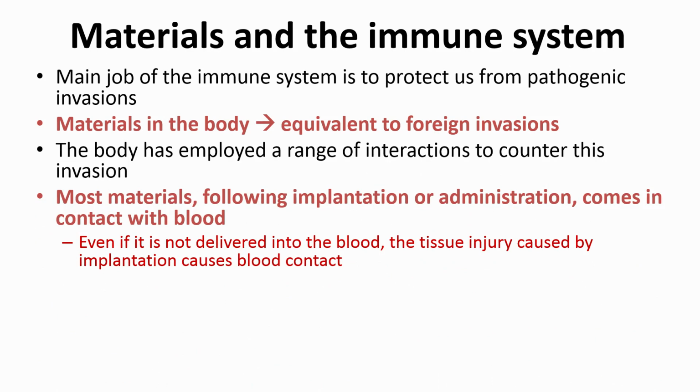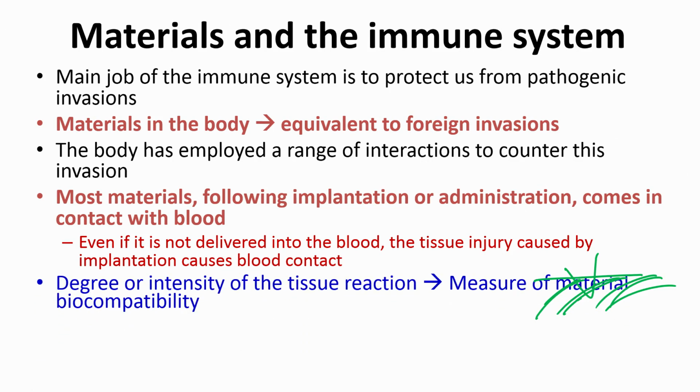So, the body has also employed a range of interactions to counter this invasion because of this immune system. So, when you implant something or when you inject something, these things come in contact with the blood, even if you are not delivering it to the blood, right. I mean, even if it is, let us say, skin that carries a very dense network of blood vessels and you poke the skin with something, these blood vessels are getting damaged. So, they are coming in contact with the blood. So, because of that, the immune system is going to get activated, and the degree of that activation will depend on how compatible the material is.